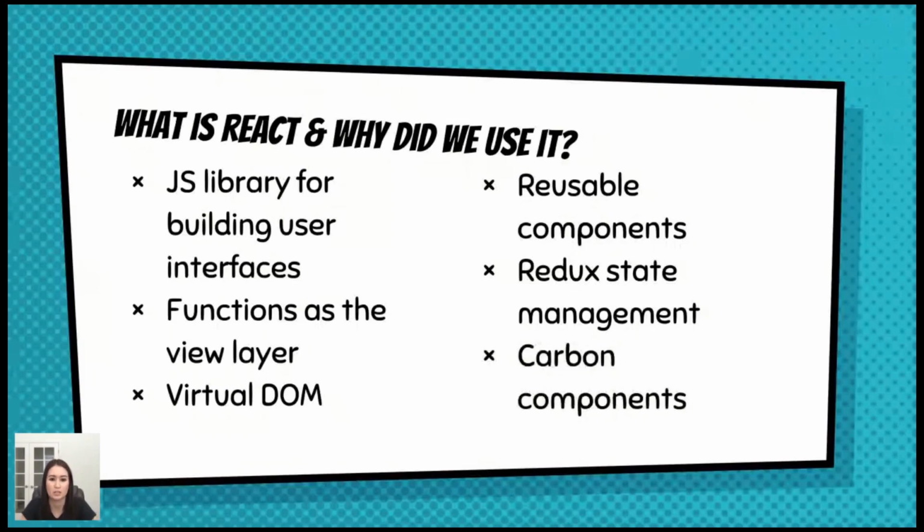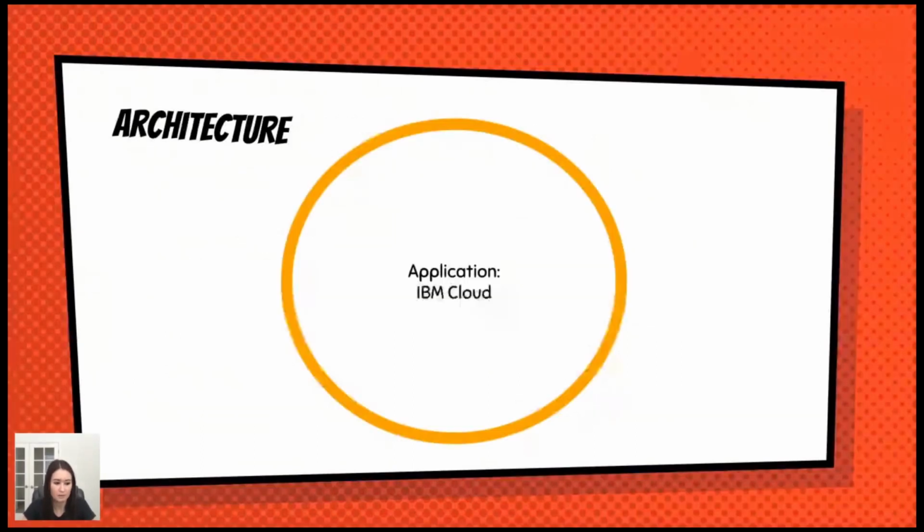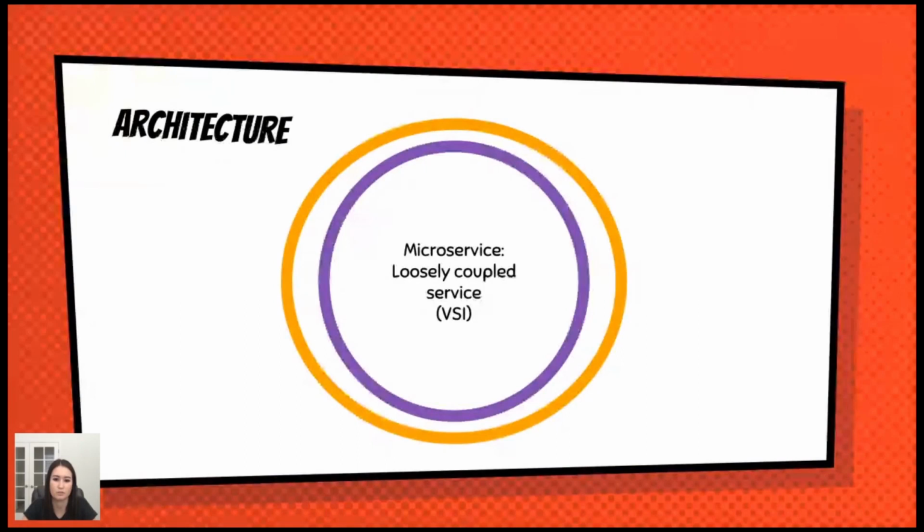So the architecture. Since we were creating a microservice within this bigger ecosystem, the biggest application was the IBM Cloud. This had front-end microservices, back-end microservices, the DevOps flow, everything like that. Then we had the microservice. This is a loosely coupled service. For us, it was a virtual server, but this could also be an account page, anything like that.